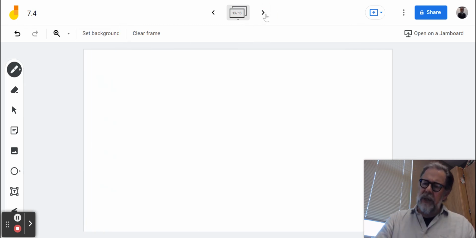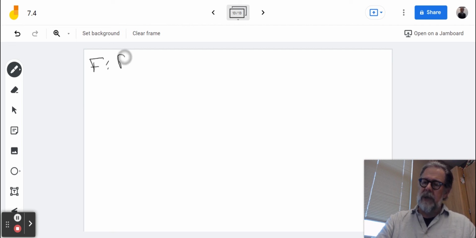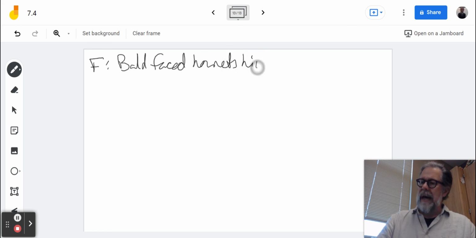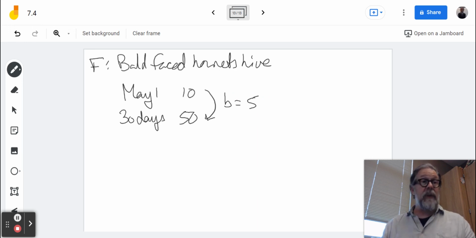And I had said one last example, but now this will be the actual one last example, which is how do I choose a base? Let's talk about a bald-faced hornet's hive. And I have some data. I know that on May 1st, there are 10 bald-faced hornets in a hive. After 30 days, there are 50 bald-faced hornets in the hive. I'm going to say that this is going to be a base of 5. It's getting 5 times as big.